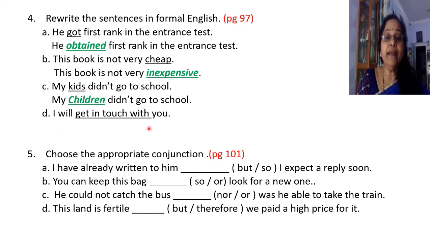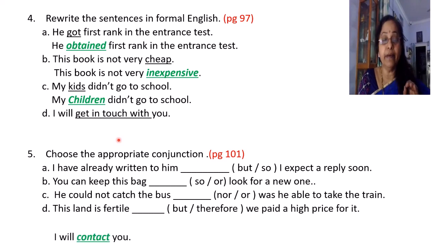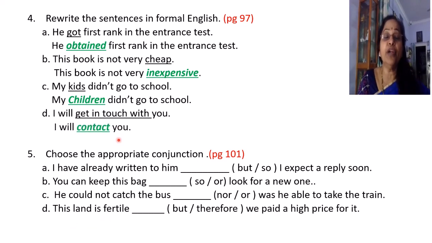Then I will get in touch with you. So get in touch with is an informal expression and the formal version is I will contact you. This is the sentence: I will contact you. There are many other examples on page number 97. Just do one reading and you will understand them. The informal words and the formal words are given.